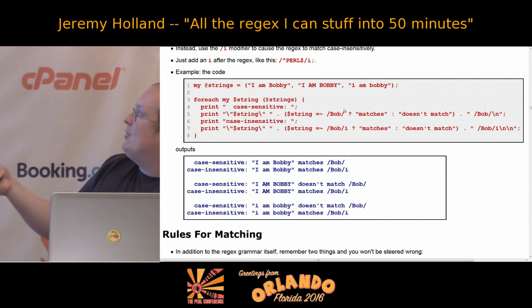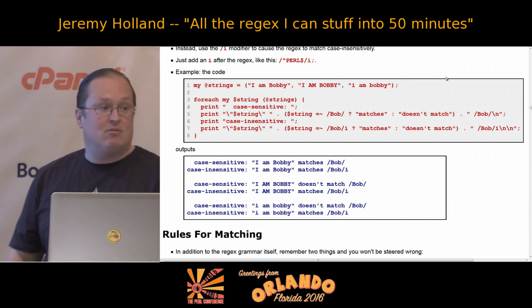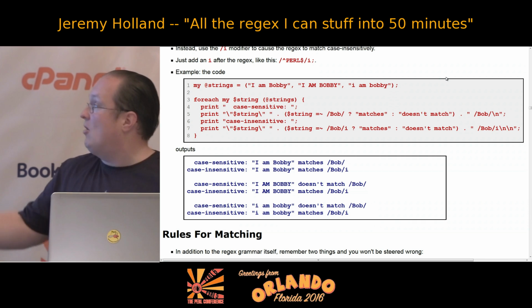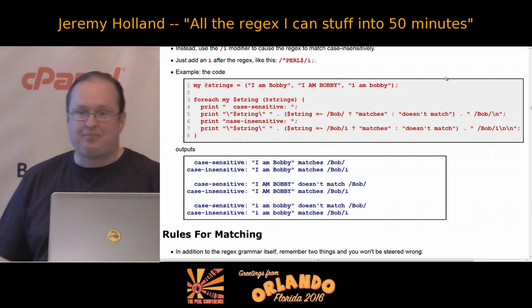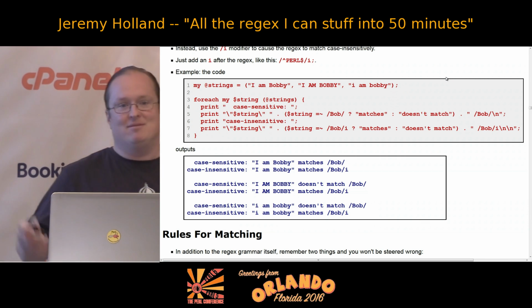So I have a little example. I have some strings here, and I'm going to match them against Bob first, normally, case sensitively, and then insensitively. And you can see that only the first one matches when you're matching in the standard mode, but if you add the I modifier, all of those now match. We're done. That's the whole grammar, sort of.